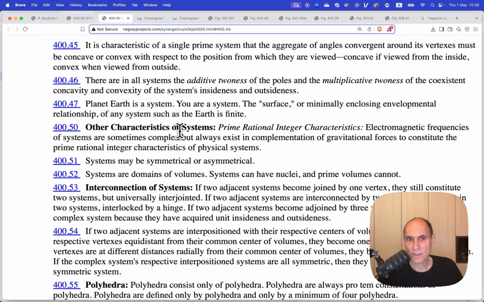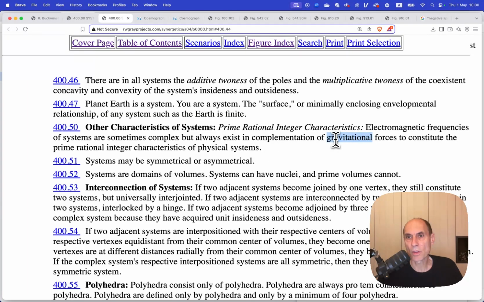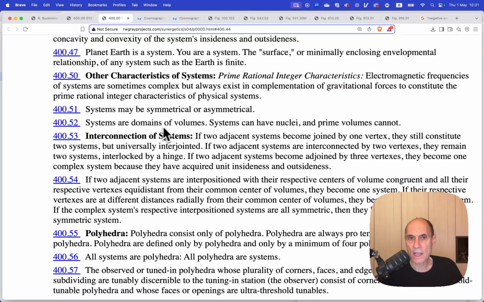Other characteristics of systems. Prime rational integer characteristics. Electromagnetic frequencies of systems are sometimes complex but always exist in complementation of gravitational forces to constitute the prime rational integer characteristics of physical systems. Fuller likes to oppose gravitation with radiation. Systems may be symmetrical or asymmetrical. Systems are domains of volumes. Systems can have nuclei and prime volumes cannot.